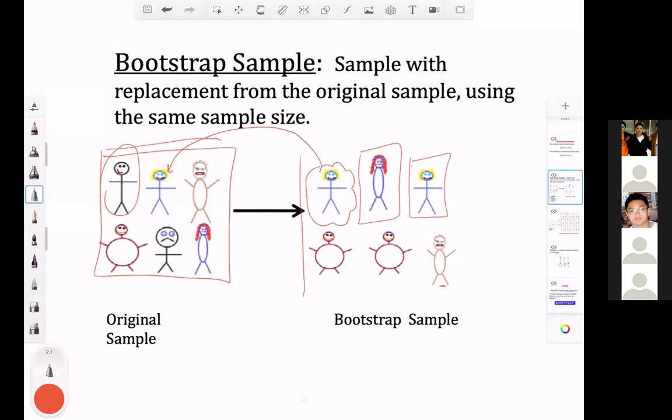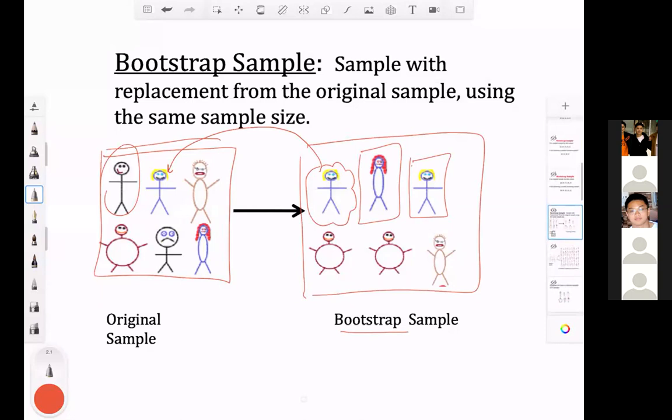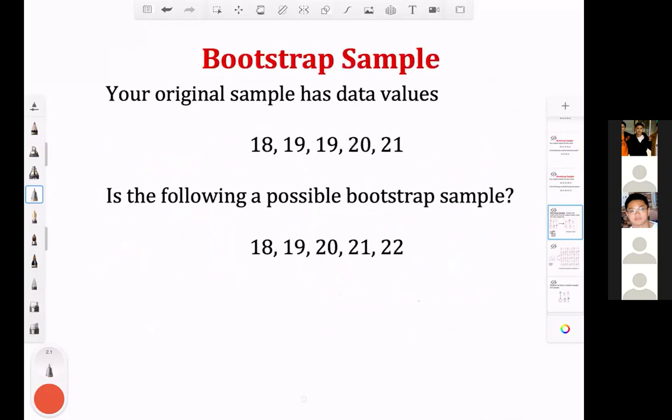So we made a bootstrap sample, same size, and we create a new sample. Any questions here? Okay, let's have one question for you guys.